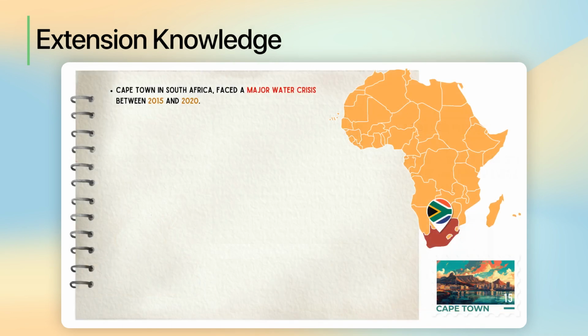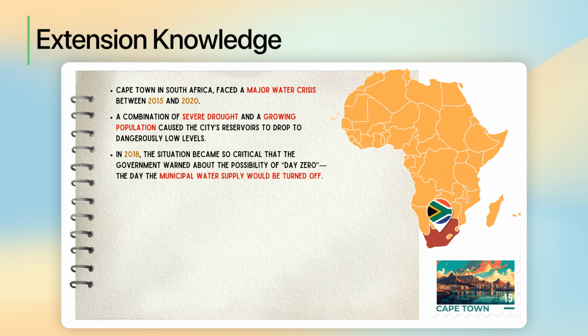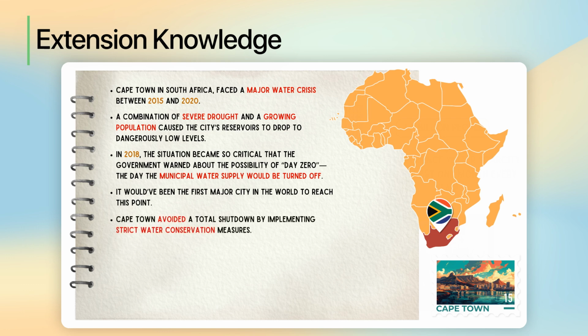One striking example is Cape Town, South Africa, which faced a major water crisis between 2015 and 2020. A combination of severe drought and a growing population caused the city's reservoirs to drop to dangerously low levels. In 2018, the situation became so critical that the government warned about the possibility of day zero, the day the municipal water supply would be turned off. It would have been the first major city in the world to reach this point. Thankfully, Cape Town avoided a total shutdown by implementing strict water conservation measures.